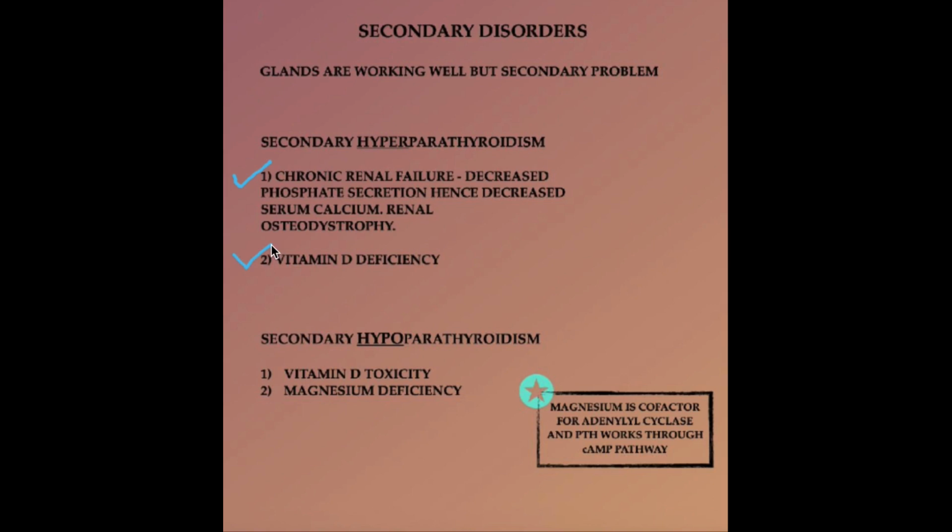Next, we have secondary hypoparathyroidism. And this is caused by two things in particular. One, vitamin D toxicity. And the next one is very important from an exam point of view. You have magnesium deficiency. And this is because magnesium is a cofactor for adenylyl cyclase. And if you remember that I mentioned before, the parathyroid hormone works through the cyclic AMP pathway. Hence, magnesium deficiency will cause hypoparathyroidism.